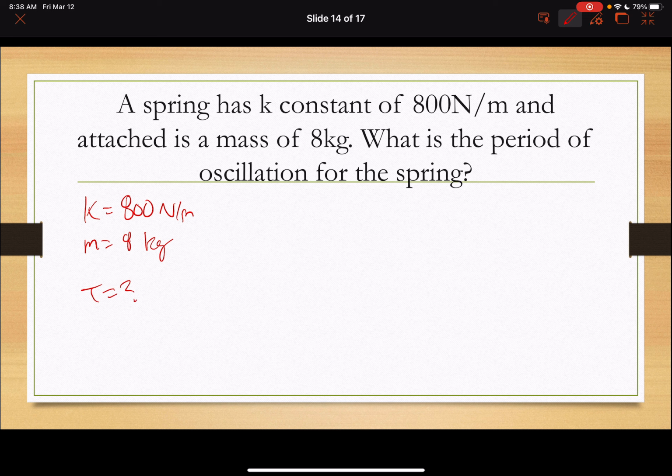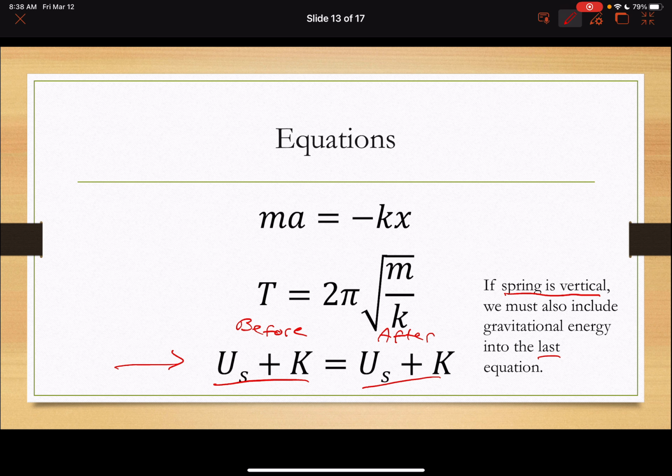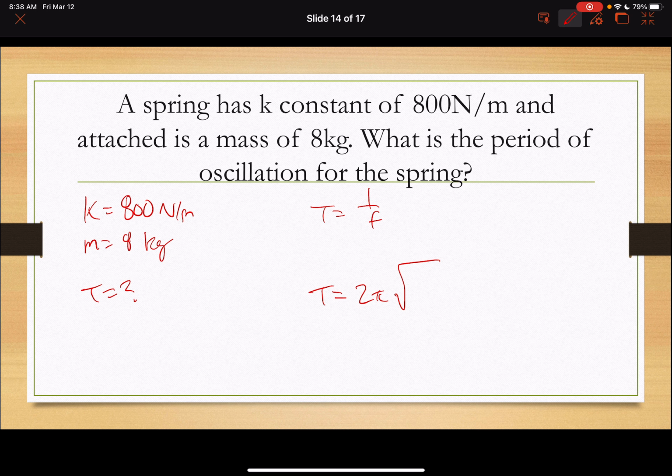Well, I only have one equation that gives me period. Well, I have two actually. Period is equal to 1 over frequency, but I don't know the frequency, so that's not a very useful equation. I also know that the period is equal to 2 pi square root of, I always forget the order, so it's okay, you don't have to memorize this, m over k. M divided by k. Cool. So let's solve that. 2 pi times square root of 8 over 800.